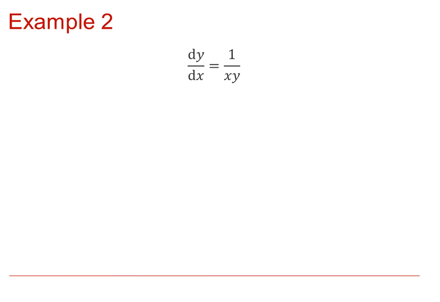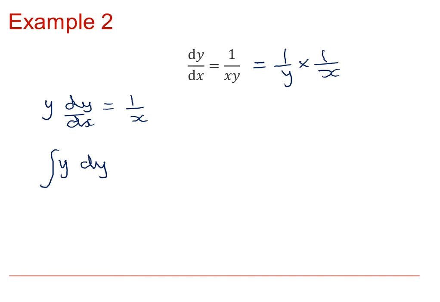Here is a second example. We can write this as 1 over y multiplied by 1 over x. Using the same technique, we would have y dy by dx equals 1 over x, and integrating both sides, remembering that we're integrating y with respect to y and the 1 over x with respect to x, would give us y squared over 2 equals the natural log of x plus c.